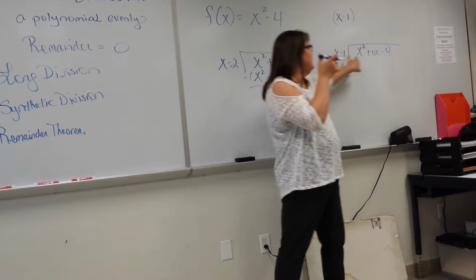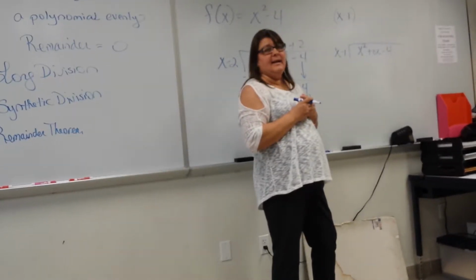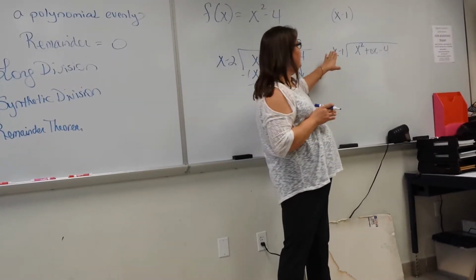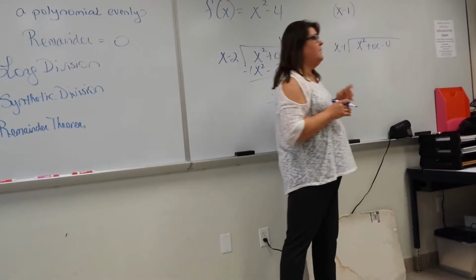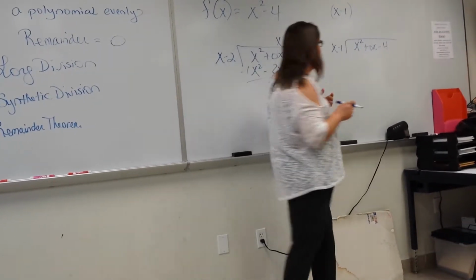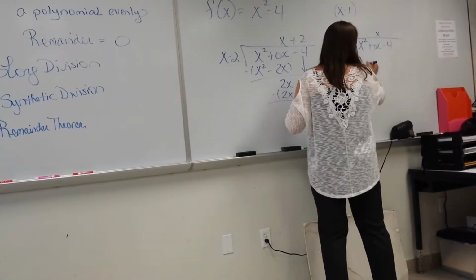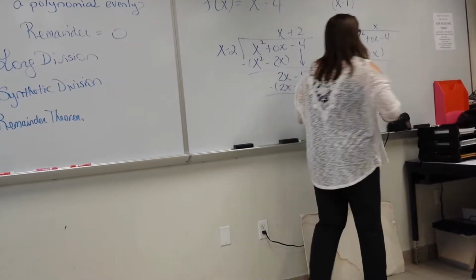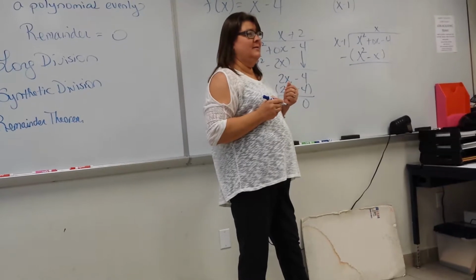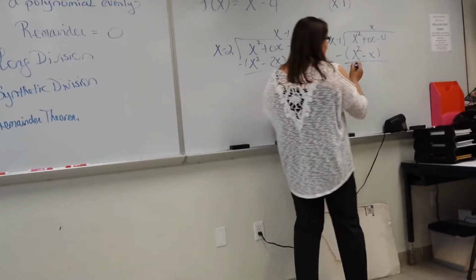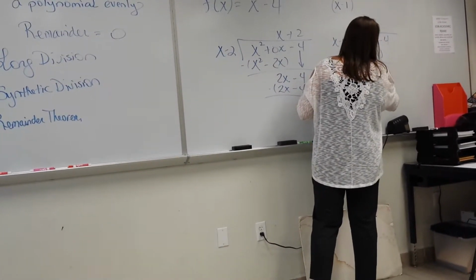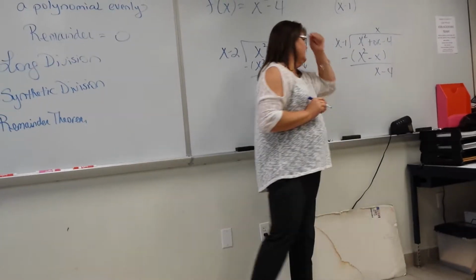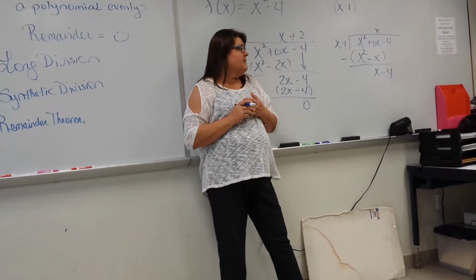I see there's 2 items divided in, so I have to start above the second item. And I say to myself, what times x gives me x squared? X. Good. So x times x is x squared minus x. Subtract. Everybody cool? So when I subtract down, I get no x squareds, and I get positive x minus 4, because a negative, negative makes a positive.